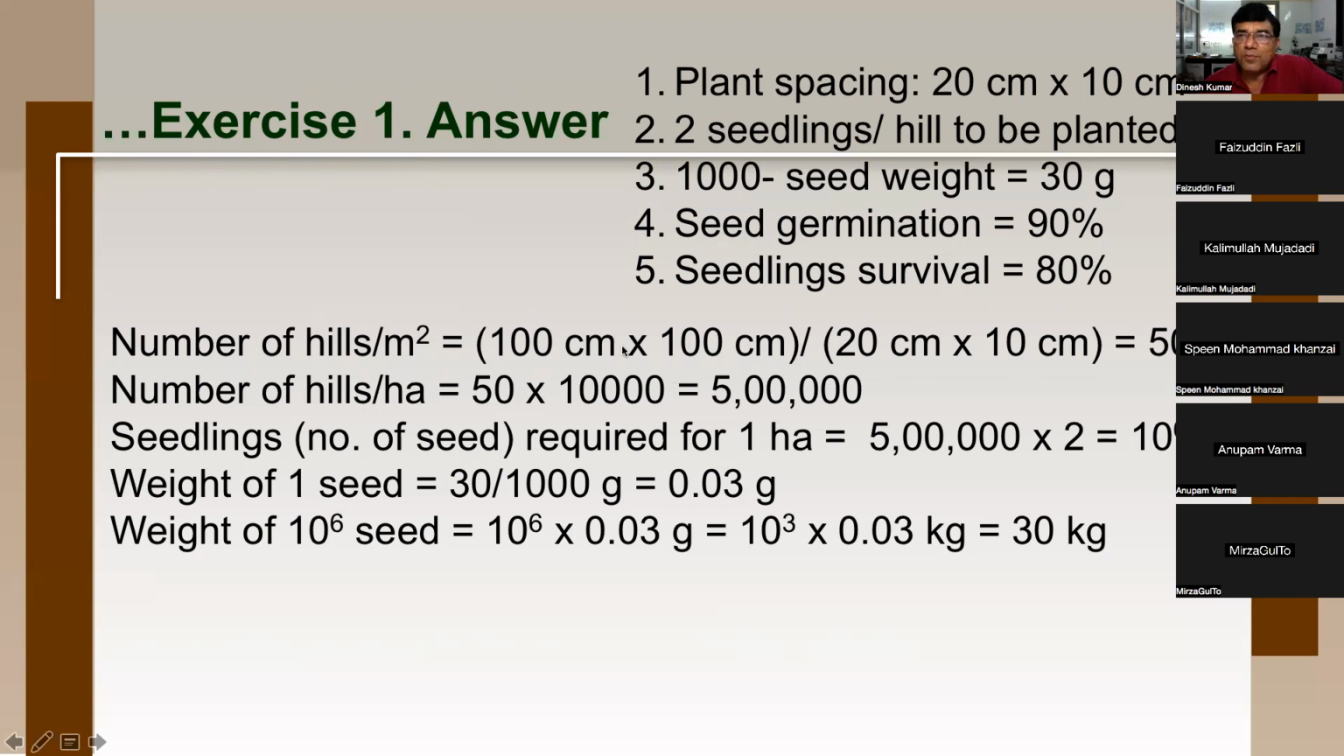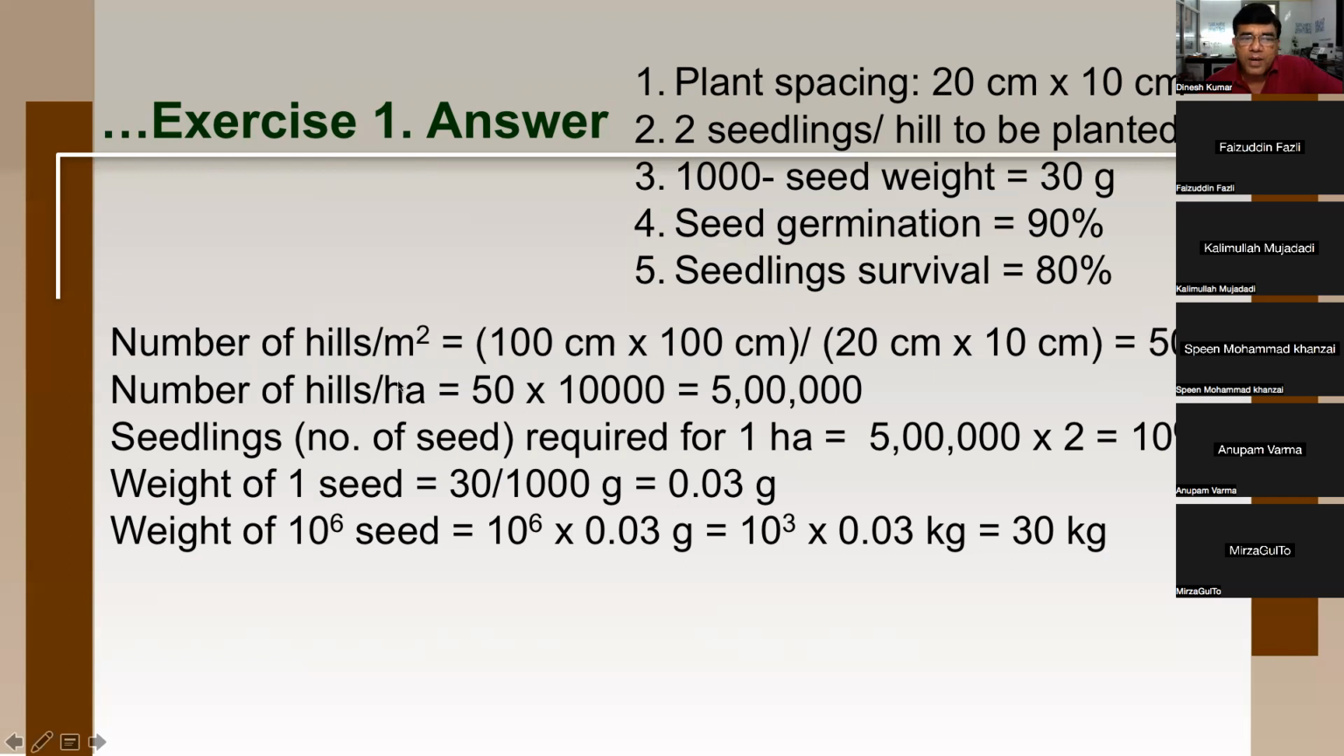First, we will calculate the number of hills in 1 meter square, and then we can calculate in 10,000 meter square. Same way, in the last case also, we could do 100 centimeter into 100 centimeter and divided by 20 into 20. That means you will get 25 hills per meter square. And this 25 can be multiplied by 10,000 to get the number of hills in 1 hectare area. So here you can simply see 100 centimeter into 100 centimeter divided by 20 by 10. So there are 50 hills per meter square. In 1 meter square area, you will need 50 hills.